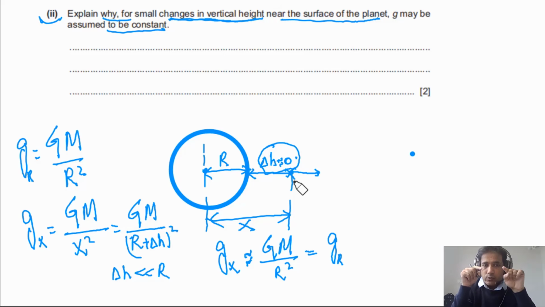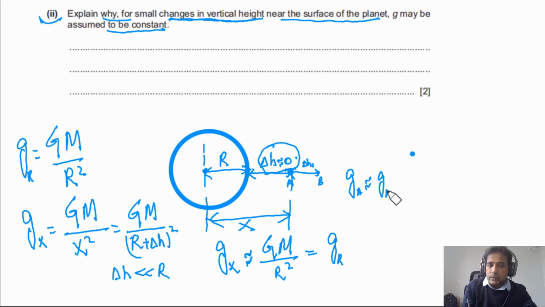So we can compare those 2 points. If this change, for example delta H1, is very small, then the value of g at this point, let's say this point is A and this point is B, it means the value of g at A will be about equal to the value of g at point B for small changes. I hope this makes sense to you.